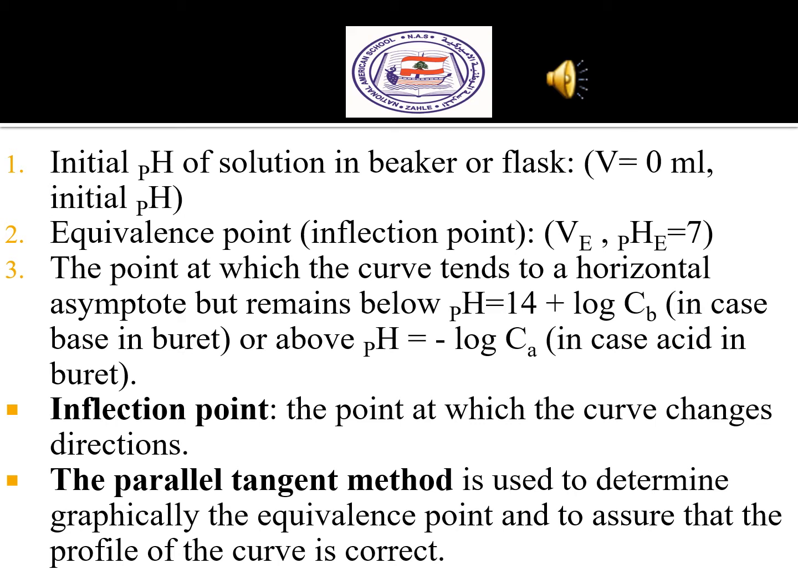Now let us give some definitions here. We read at some point something called the inflection point. In math, the inflection point is the point at which the curve changes direction. In these graphs, sometimes they request us to determine the coordinates of the equivalence point using the parallel tangent method. The parallel tangent method is used to determine graphically the equivalence point and to assure that the profile of the curve is correct. In upcoming slides, these 2 points and the horizontal asymptote point will be explained further.